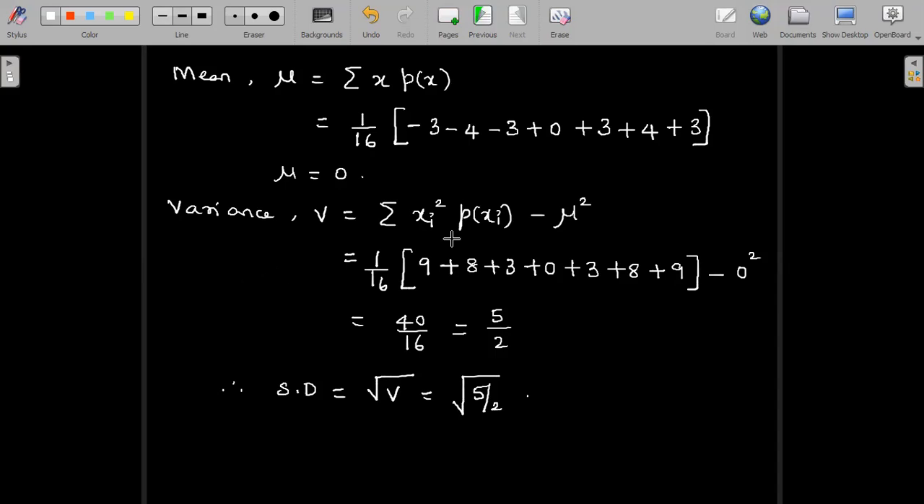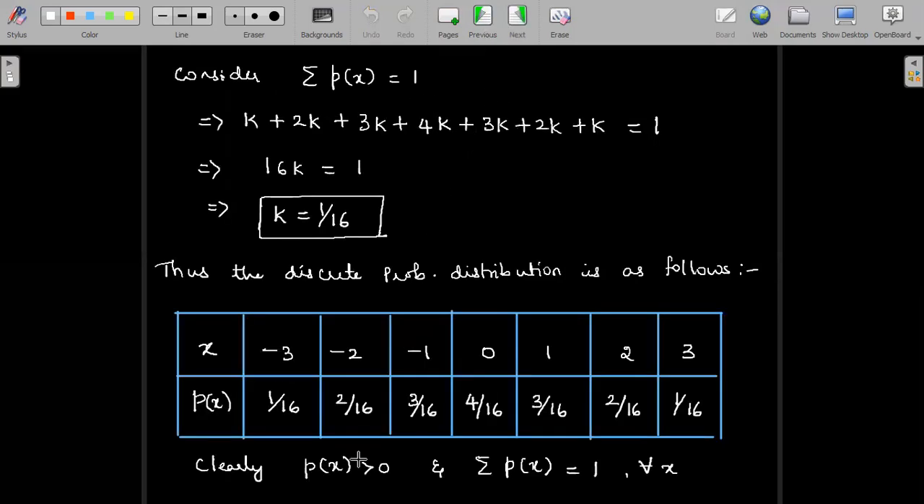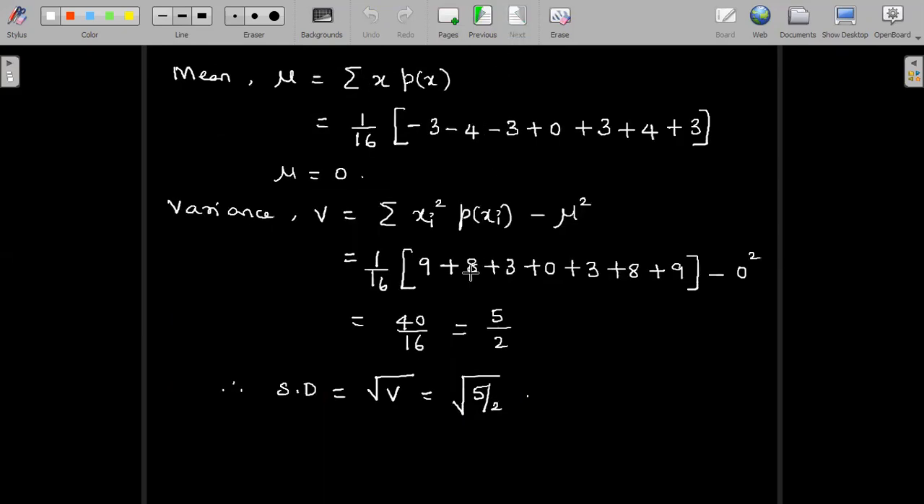Yes. Let me tell you how xi square into p of xi is performed. When I'm multiplying these square terms into p of xi, 1 by 16 is a common factor for every term in the product. So I'm just multiplying xi square with the numerator of p of xi. Xi square means minus 3 the whole square, 9, into 1. So the first term is 9 into 1, so 9. Minus 2 the whole square, 4 into 2, 8.